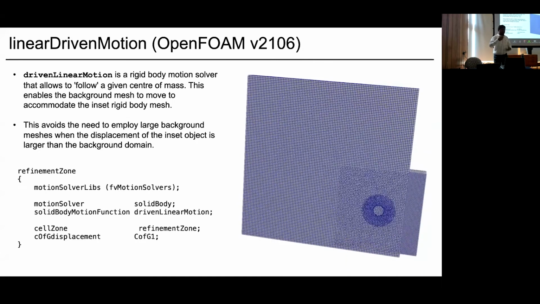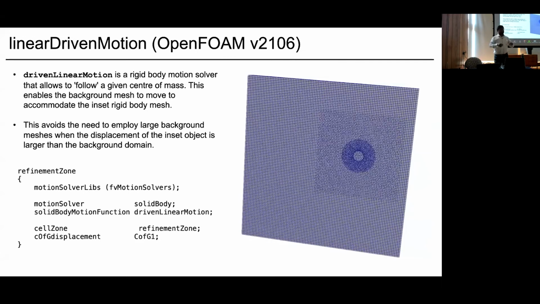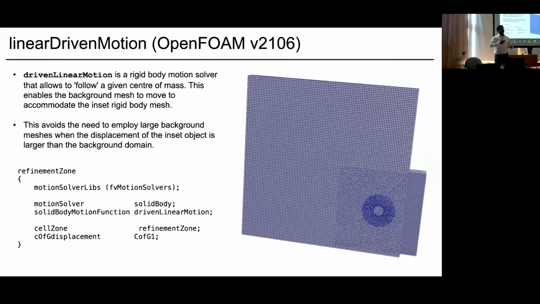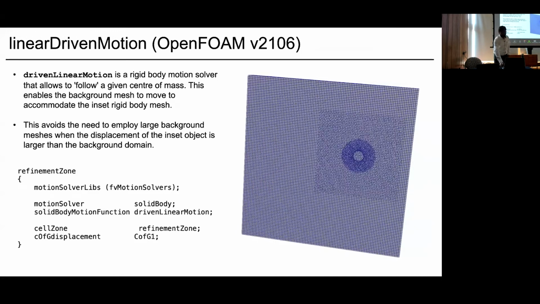But probably I'll discuss with you later. This particular driven linear motion actually doesn't work when there are two cell zones stitched by a boundary, which I'm still struggling with. Maybe we can discuss later.